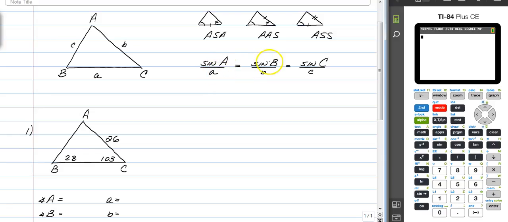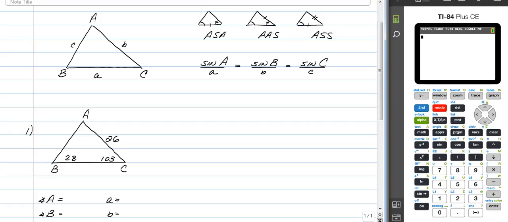This formula right here is the law of sines. Basically what it states is the sine of an angle over its opposite side is equal to the sine of another angle over its opposite side. You only use two at a time, so don't freak out about the fact that there are three fractions.